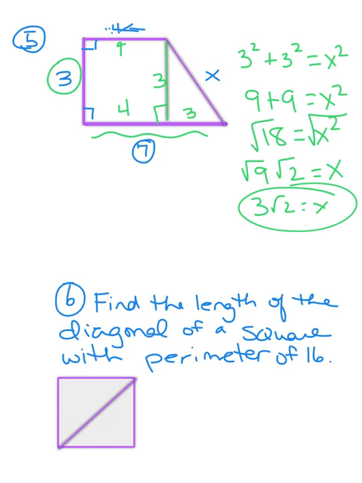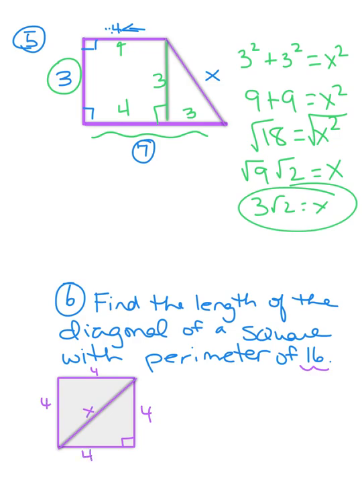Now in our last problem for today, it says find the length of the diagonal of a square with perimeter of 16. Well, I know a square has right angles everywhere, so I'm going to mark that right away. And the perimeter says it's 16. I know a square has 4 equal sides, so that means all my sides are going to have a value of 4. Now I'm looking for the diagonal, so I'm going to make that x.